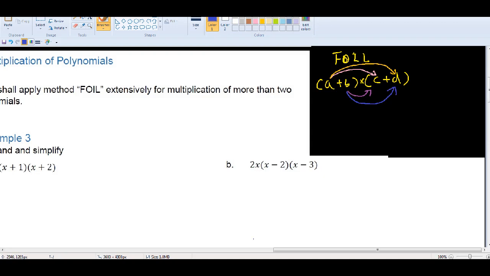Okay, so basically another way to memorize this is that you need to make sure each term in the first bracket multiplies every term in the second bracket. That way you include all the terms. For example, A has been used to multiply C and D, and B has been used to multiply C and D as well. Alright, so you got all the terms.